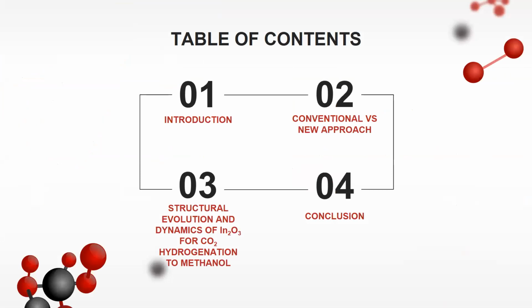So my presentation will be in 4 parts. First, I will go through the introduction. The second part, I will talk about the conventional and the new approach for methanol production. And in the third part, I will deeply talk about indium oxide, why this is a good catalyst for direct CO2 hydrogenation, the problems with this catalyst, and the reason behind the activation of the indium oxide. And at the end, I will have a brief conclusion.